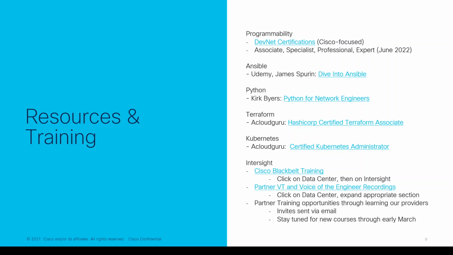Starting with programmability, you've got DevNet certifications. There's associate, specialist, professional, and the expert level certification is going to be released in June of this year, 2022. So you can get certified in any one of those levels, and if you click on that link, it'll take you to a site where you can get more information for each level.